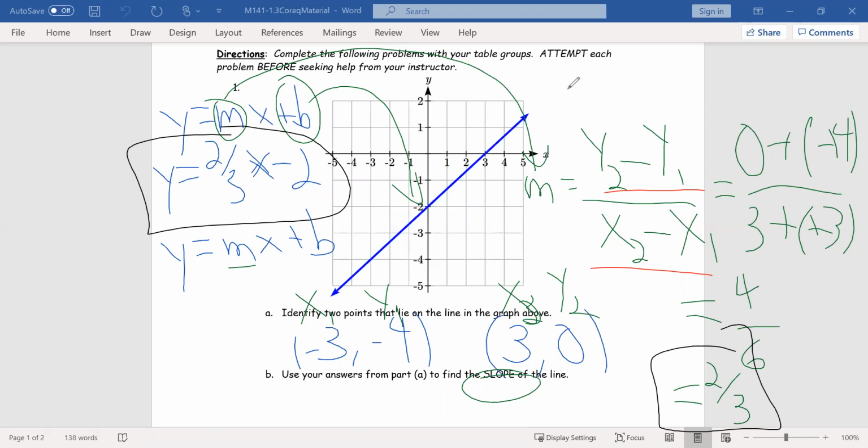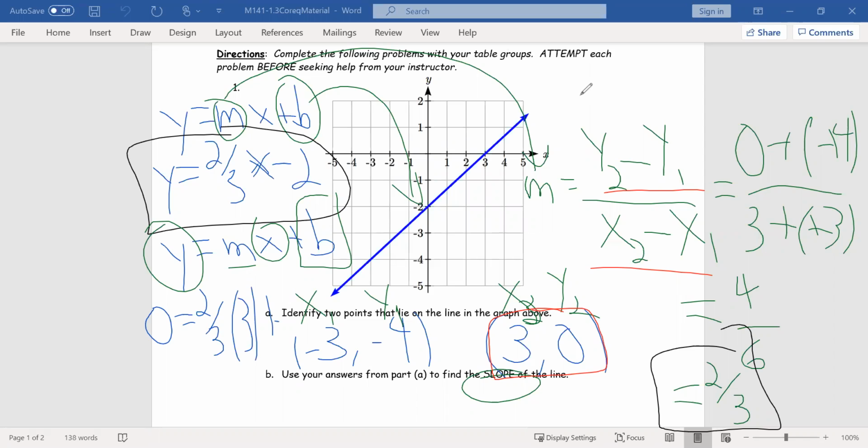That's 2/3. If we need to find the value for b, well, what we can do is plug in an x and a y because we have some pairs of those. So for example, we could use this point (3, 0). So we'll plug that information in. So we'll have the y, which is 0, equals the slope, which is 2/3, times the value for x, which is 3, plus b.